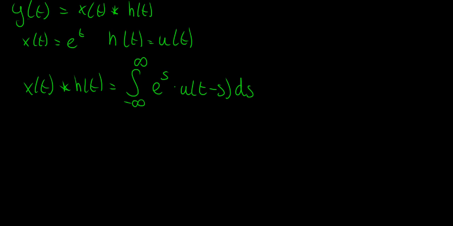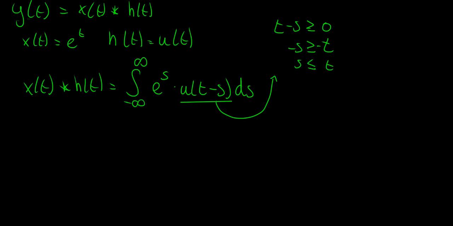And a step function always changes your integral. Let's take a look here. When does a step function turn 0? Well, we know if t minus s is bigger or equal than 0, then this function will output a 1. Otherwise, it will output a 0, and everything times a 0 is always 0. So we need to know when this step function actually exists. We can rewrite this into minus s is bigger or equal than minus t, or in other words, s is smaller or equal than t. So for every s value that is smaller than t, we will get a value. Otherwise, we will always multiply with a 0.